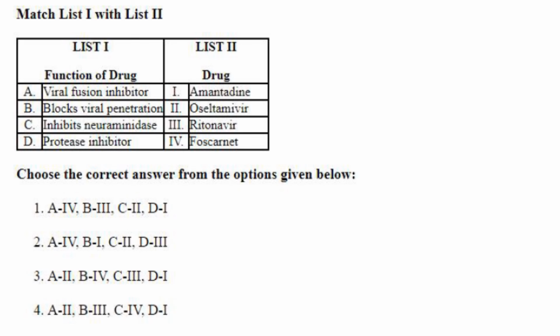Then next one. Match the following function of drug and the drug they have given. Viral fusion inhibitor, that is foscarnet, A4. Blocks viral penetration, that is amantadine, B1. Inhibits neuraminidase, that is oseltamivir, C2. Protease inhibitor, it is ritonavir, D3. So the answer here is option 2, that is A4, B1, C2 and D3.